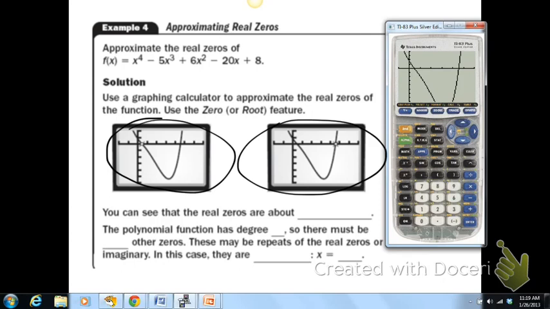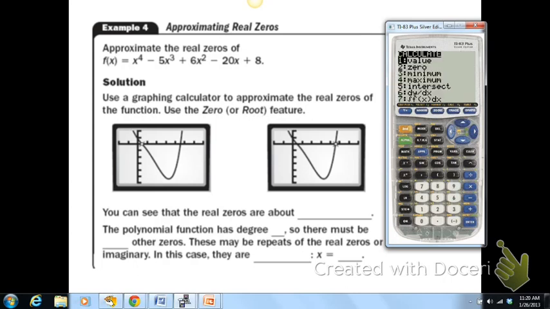What we're going to do now is use the zero or the root feature of our calculator. I'm going to go ahead and actually carry that out on the calculator along with you. And I think we've done this before actually with our quadratic. So if you remember that, this is going to be very, very similar. To get there, you have to hit the second and then the trace button. This is the calculate menu. We have to go to the zero feature. That's also like the root feature, some calculators may say. So I'm going to hit enter on number 2.